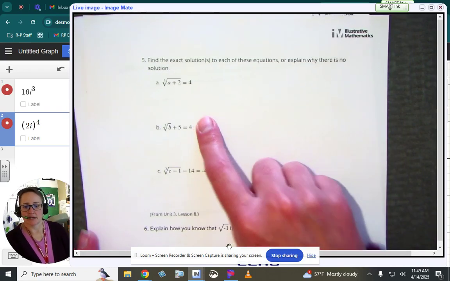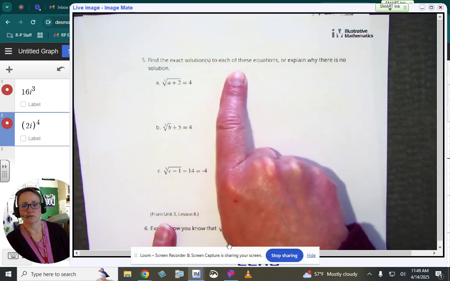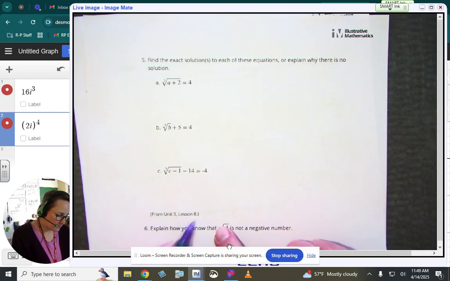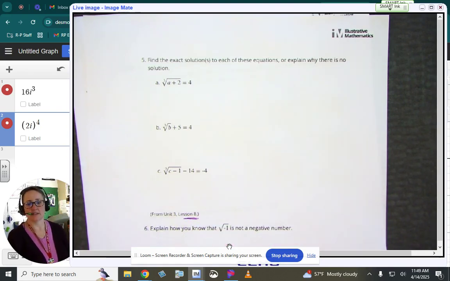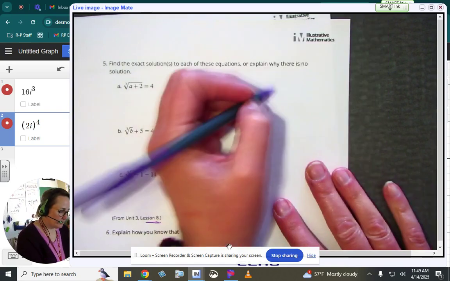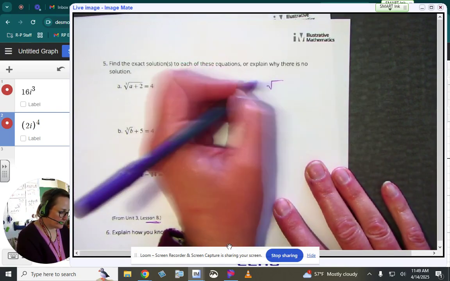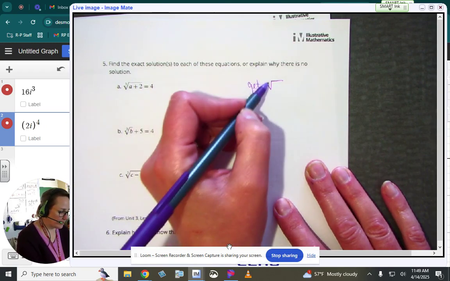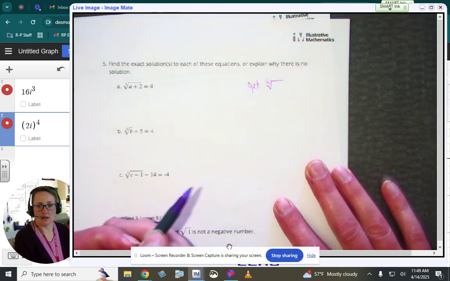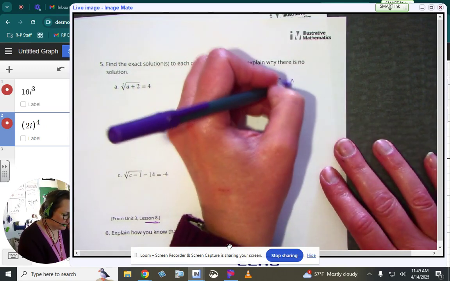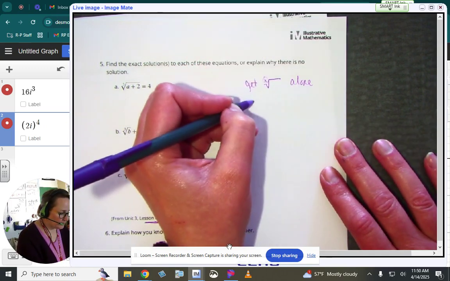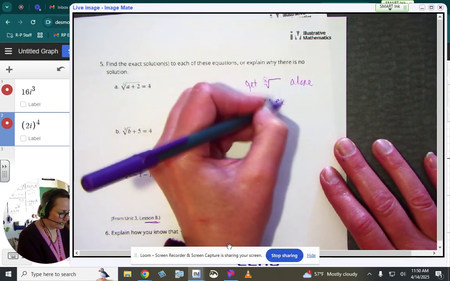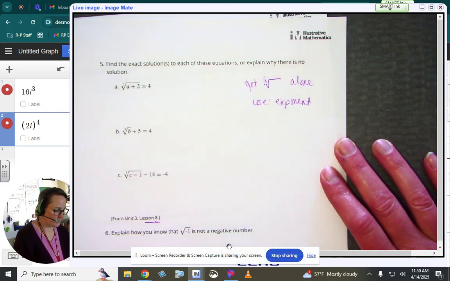Number 5 takes us back to solving radical equations. So this is back at lesson 8. So if you need to flip back to that for a quick reminder of what we did, do that. But I'm going to tell you what we do is we get the radical by itself. It doesn't matter what's here. We're going to get the radical by itself. We're going to use an exponent to undo. And then we're going to solve.